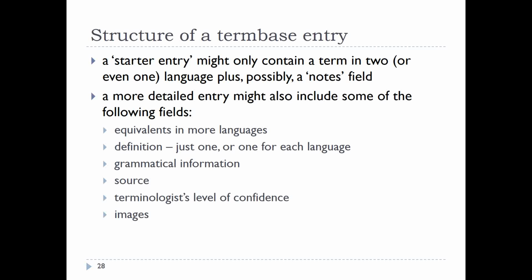But more sophisticated, more detailed entries might also include some of the following fields, such as equivalents in more than two languages, and definitions, one definition or maybe one definition for each language, grammatical information, details of the source, as I mentioned, the terminologist's level of confidence, and sometimes also images, pictures can be useful to include, pictures of the thing, the concept, the object that is being referred to by the term.